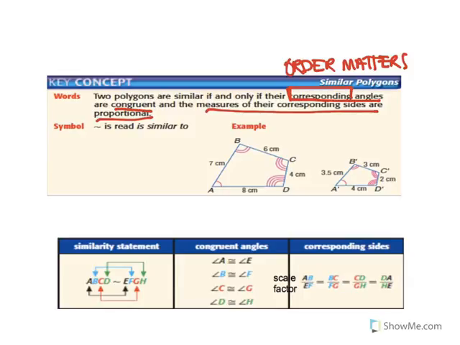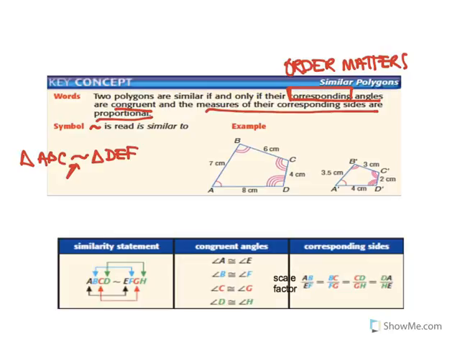The symbol for when two things are similar is the tilde that you're familiar with in Spanish, right? So if I wanted to write that two triangles are similar, I would write triangle ABC is similar to triangle DEF. And I would put the symbol right here like that.